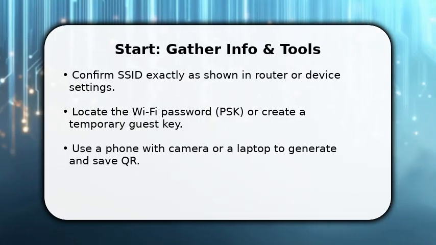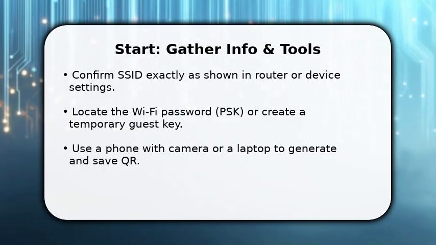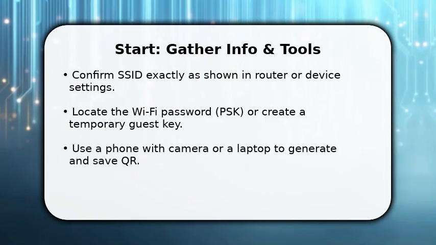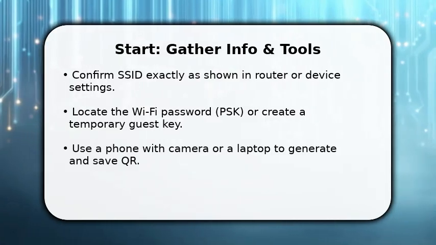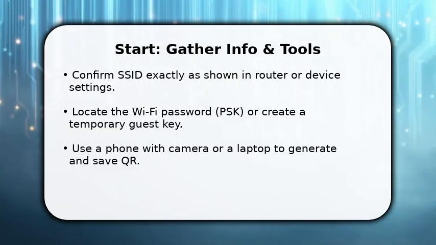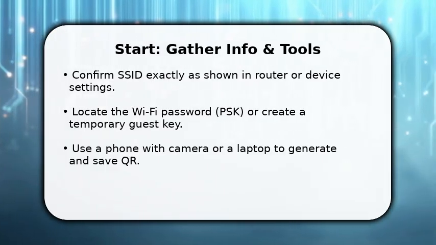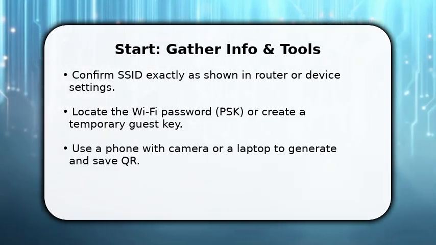You start by collecting precise credentials because accuracy matters. Open your router settings or the connected device to read the SSID and the password exactly as they appear. One wrong character breaks the code. Make sure you have a camera phone or computer ready to generate and store a QR file.